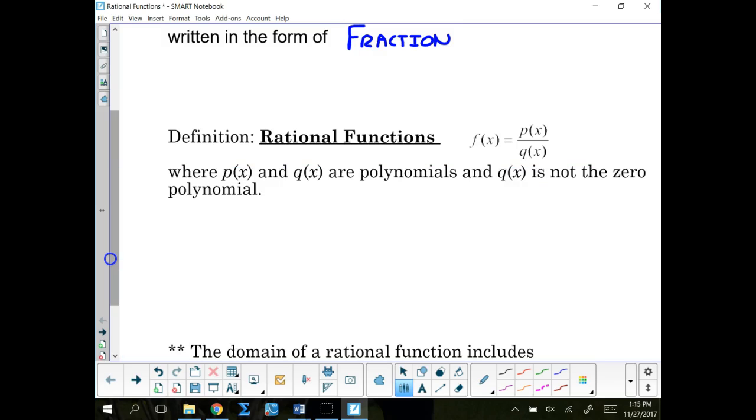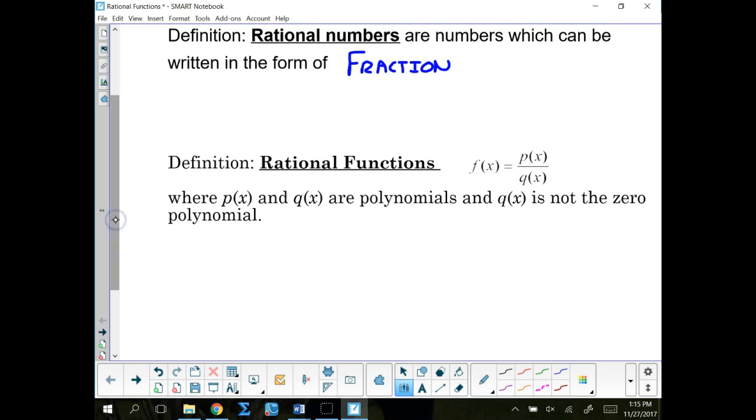A rational function is a function that has, I shouldn't even say it. It's a fraction with a function in the numerator and a different function in the denominator. Okay, so it's got a function upstairs and it's got a different function downstairs.